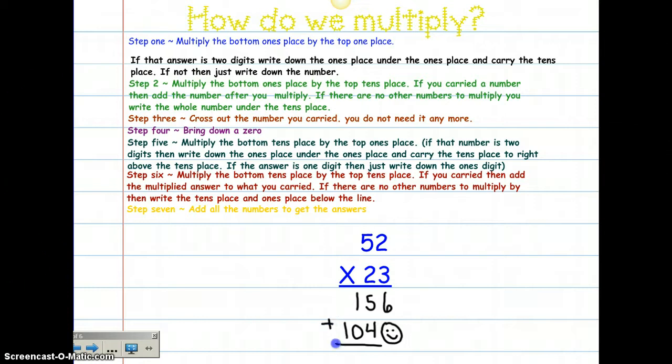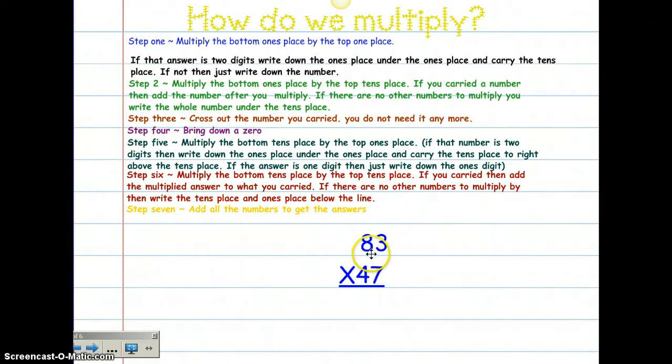The last step is to add them. So 6 plus 0, 6, 5 plus 4 is 9, 1 plus 0 is 1, and 1. So my answer is 1,196. I know that I'm going kind of fast, but the good thing is that you can watch this video over and over again. Let's go on to another problem.